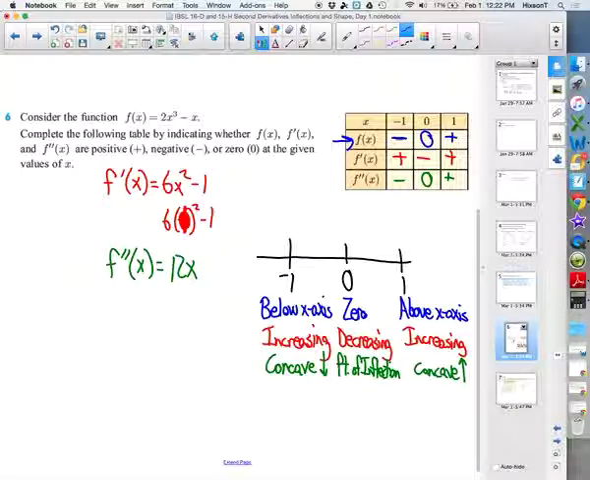That's what we can tell from doing that sign analysis on the original function, the derivative, and the second derivative.